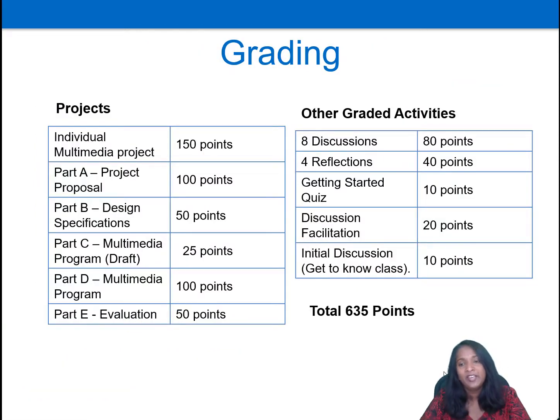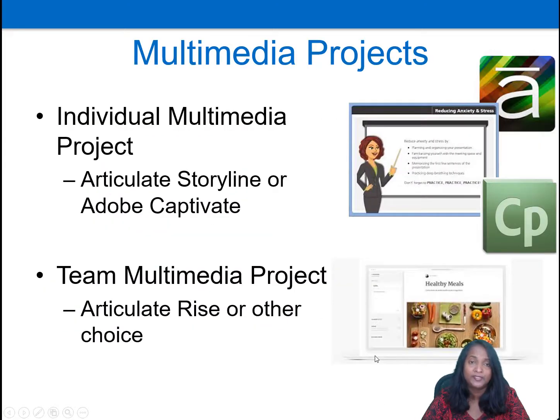the ebook. And then here's the grading. For the projects, we have an individual multimedia project and then the team project. The individual project is 150 points, and the team project, you see, has 5 parts to it. Apart from that, there are 8 discussions and 4 reflections. There's a getting started quiz. You have points for discussion facilitation, and then there's also an initial introduction discussion, worth 10 points. And altogether it adds up to 635 points.